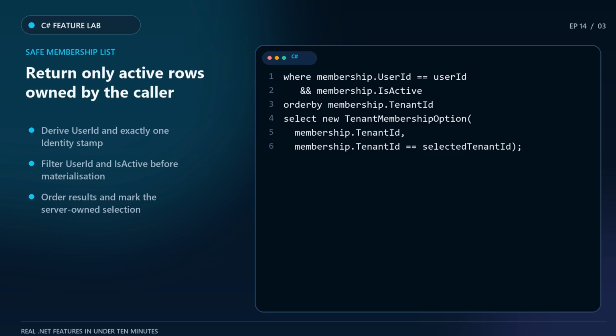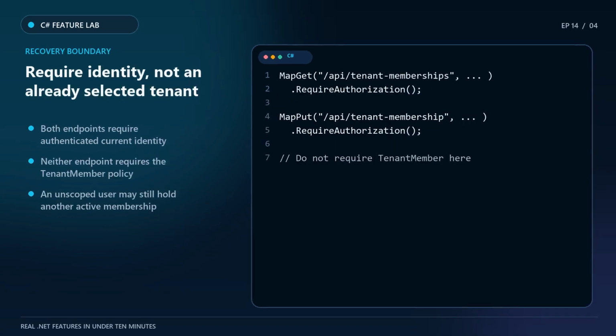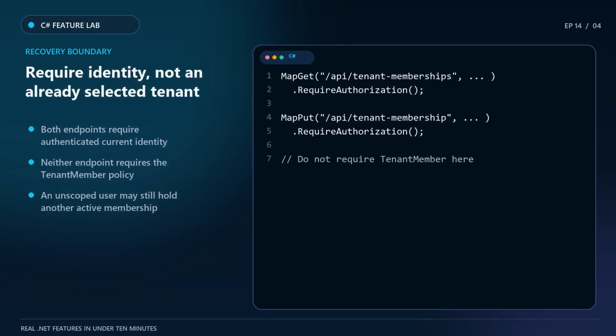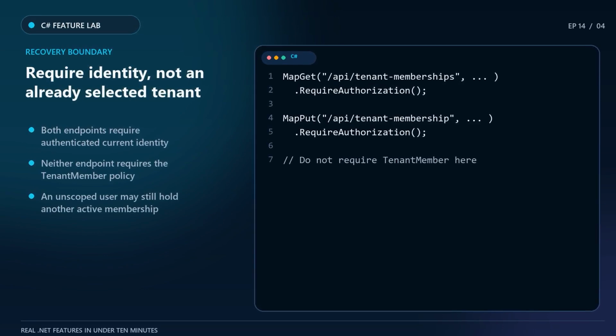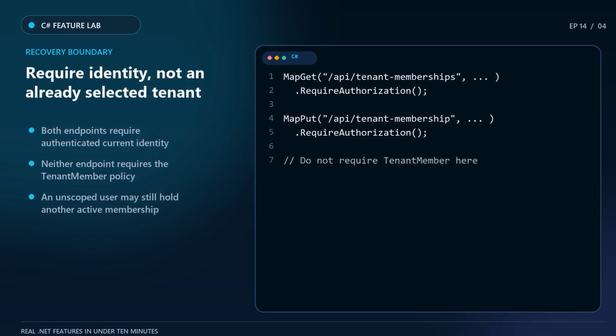Results are ordered by tenant ID for deterministic tests, and each record says whether it matches the server-owned selected value. This companion application has no workspace profile table yet, so the API honestly returns technical identifiers instead of inventing names. A current unscoped identity with no active memberships receives an empty array. These routes use ordinary authentication rather than the tenant member policy. That distinction is easy to miss.